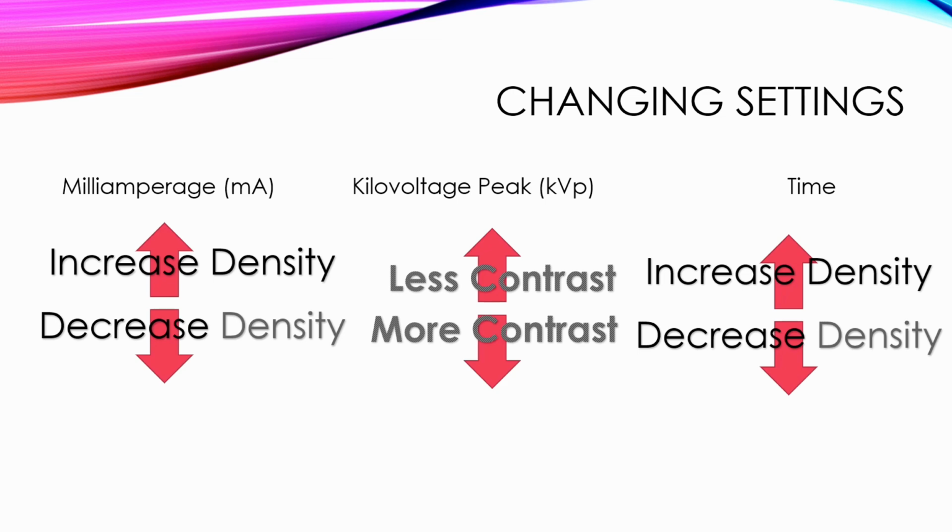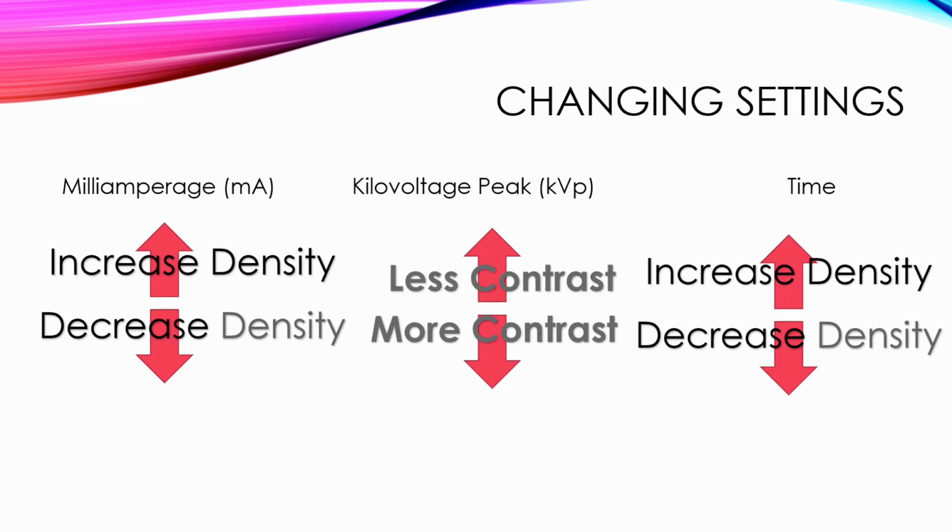Kilovoltage peak affects the wavelength and the penetrating power of the beam. If you increase the kVp, it will be stronger and will decrease the contrast between the different objects' densities. So it will be able to penetrate all densities equally, versus low energy that can't penetrate metal as well as dentin, for example.